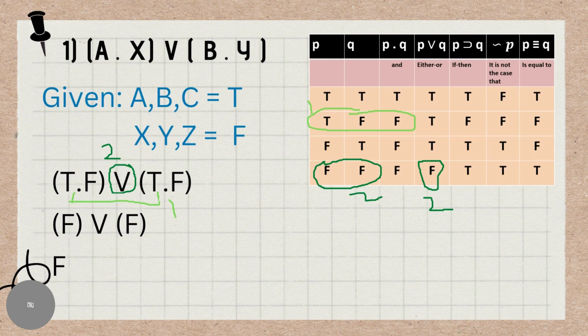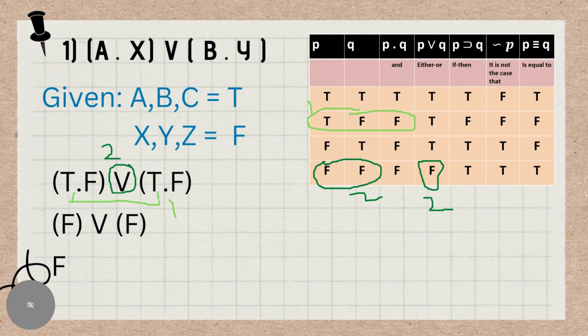From the given, ABC is true, XYZ is false. So we will be replacing the values accordingly. We replace A with T and X with F, and B with T and Y with F. So T dot F. Let's solve this. If you see the truth table which I pasted on the right, T dot F, which is the conjunction: if P value is true and Q value is F, P dot Q, that is T dot F, the conjunction will be false. So we concluded it as false.